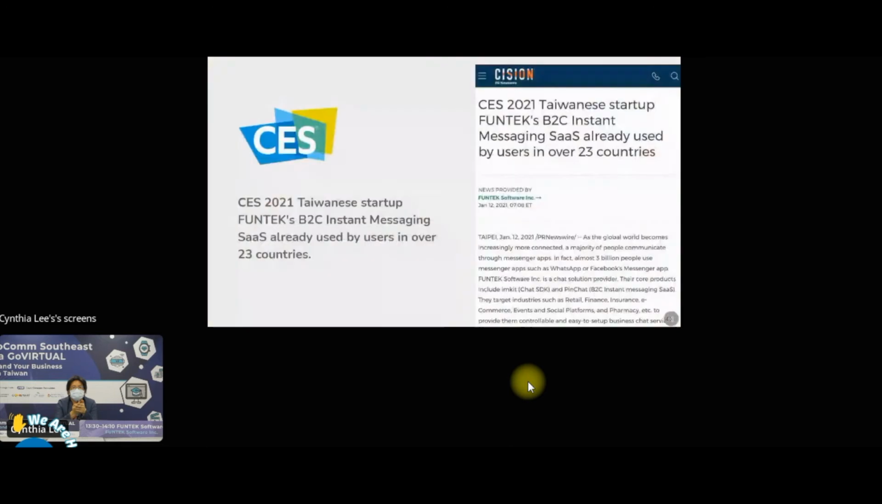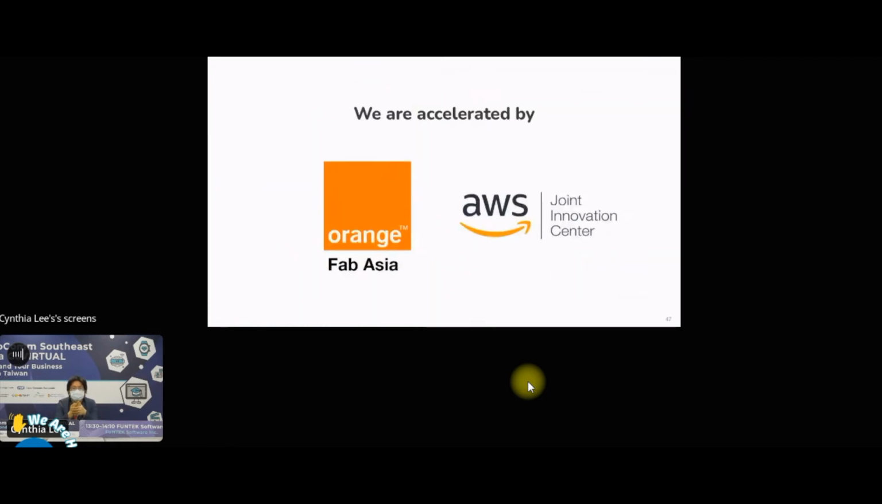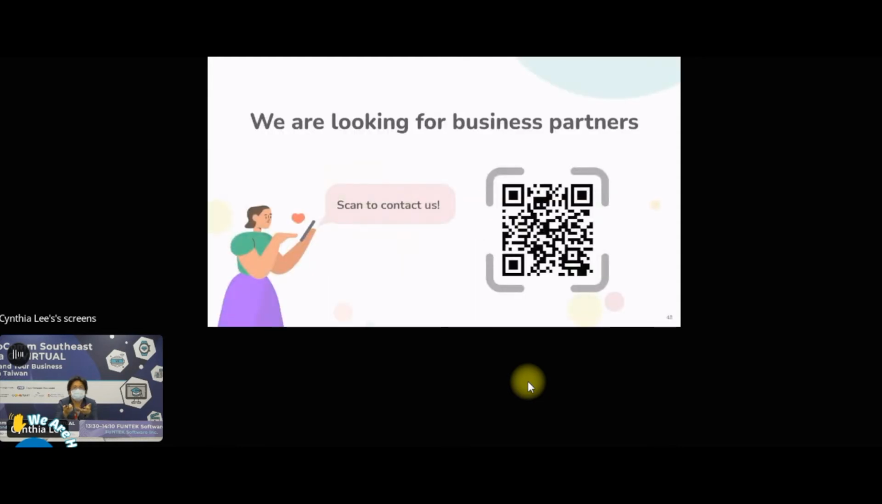Okay. Some achievements: we had some exposure at CES 2021, and we were also accelerated by OnlyFab Asia and AWS AIC. Okay, so we are looking for business partners. If you still have some problem, you can scan the QR code to have a direct chat with us. Okay, I'm Brian. This is FUNTEK Software. So happy to know you, and it is our presentation. Thank you.